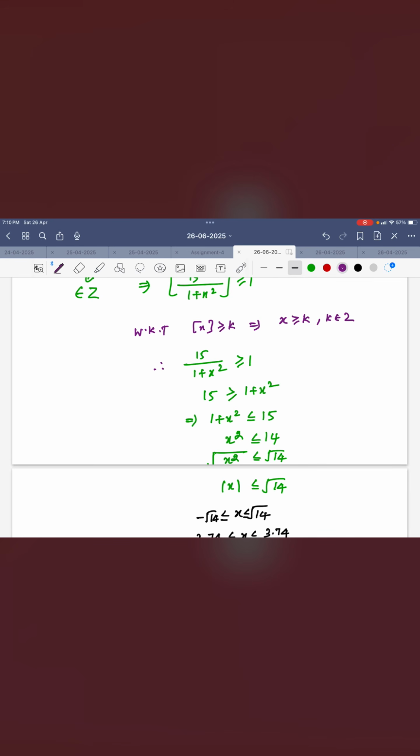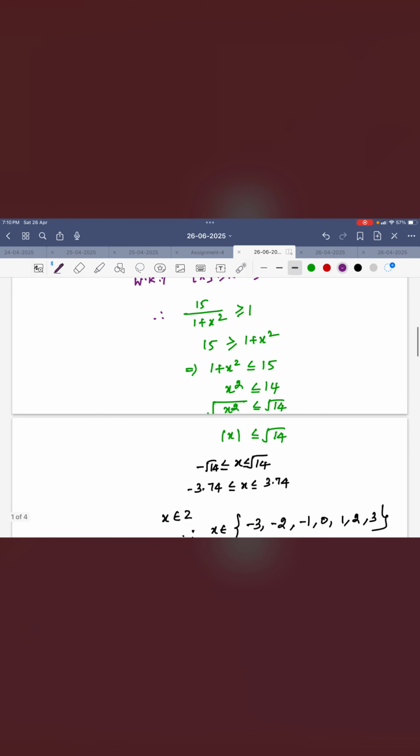You take the square root on both sides. So square root of x square we can write mod x. Mod x is less than or equal to square root of 14. That means x would be minus square root of 14 to plus square root of 14. Square root of 14 value is what? 3.74. Therefore minus 3.74 to plus 3.74.